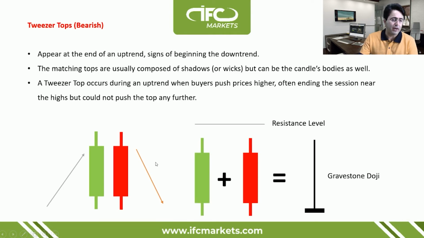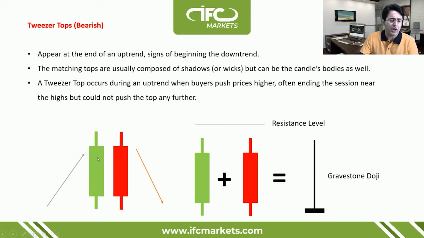As I told, we have two kinds of tweezers, tweezer bottom and tweezer top. The opposite of tweezer bottom is the tweezer top. It means that at the top, at the higher level, for the bullish and for the bearish also, it is the higher price. So no matter if it's the bearish candle or the bullish candle, their higher price is usually at the same level.